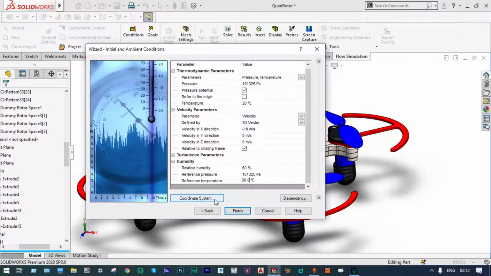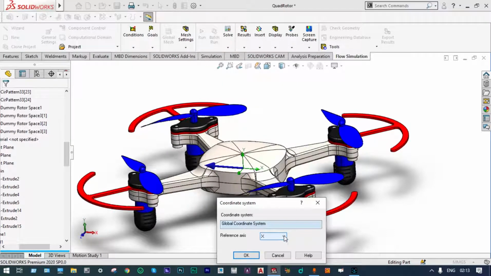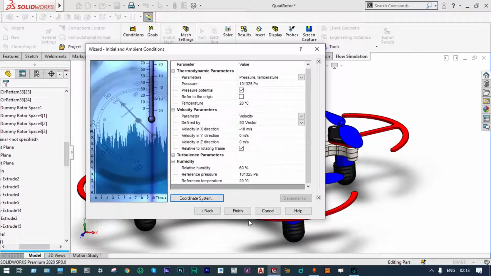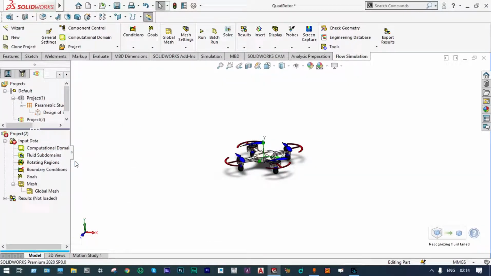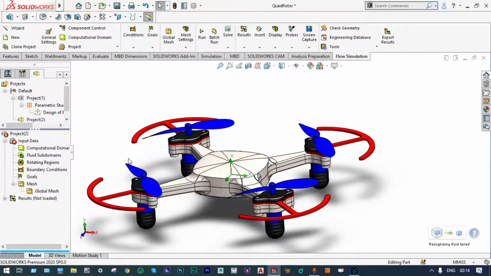Here in this case we are considering the upward movement of this quad rotor, so we'll consider the coordinate system to be y. Okay, let us finish this. Let us hide this part, and to ease the simulation effect we have to neglect some of the parts which are not important in this analysis. Let us do this from component control.